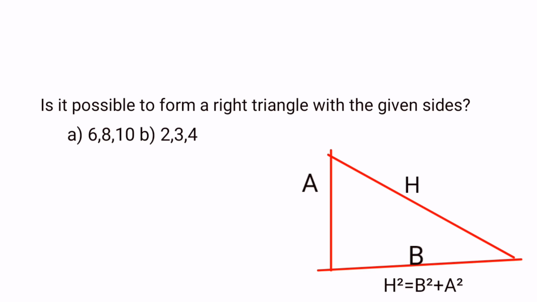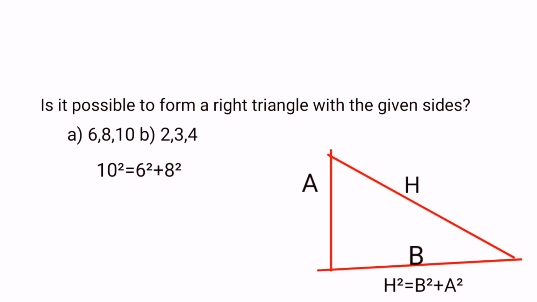So, from these values, the length of the hypotenuse will be equal to 10. And in a right triangle, hypotenuse square will be equal to base square plus altitude square. So, here 10 square is equal to 100. We have to check whether it is equal to 6 square plus 8 square. 6 square is 36. 8 square is 64. 64 plus 36 is equal to 100. So, hypotenuse square is equal to base square plus altitude square in this case. So, with these values, we can construct a right angle triangle.